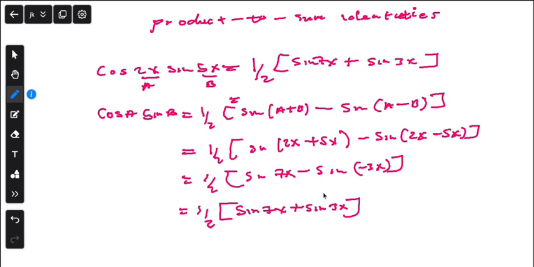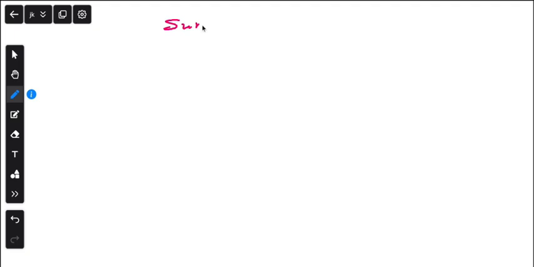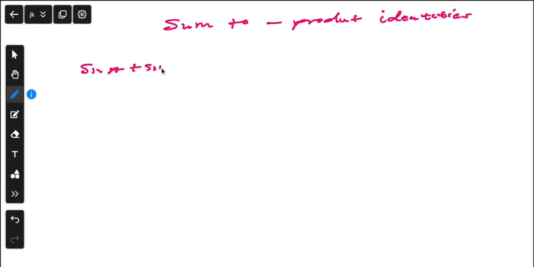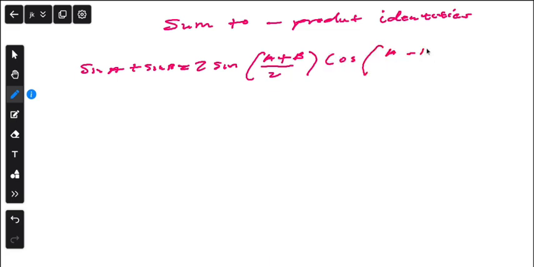So now let's try to look at sum to product identities. When we talk of sum to product identities, it's more like you are adding and subtracting. So let me start with the first one. The first one is going to be sine A plus sine B. This is going to be equal to 2 sine, open bracket, A plus B, then divided by 2, then cos A minus B divided by 2. So this one you need to understand. The second one is going to be for the negative.